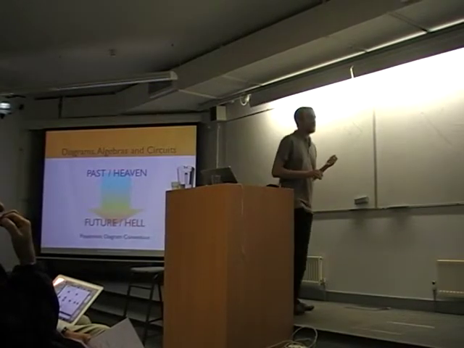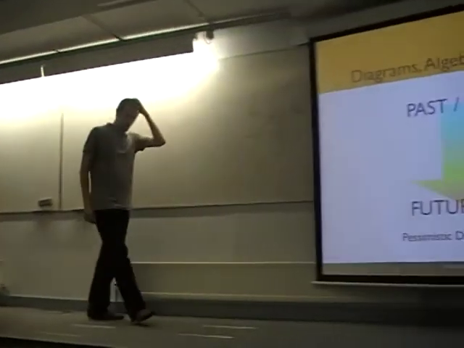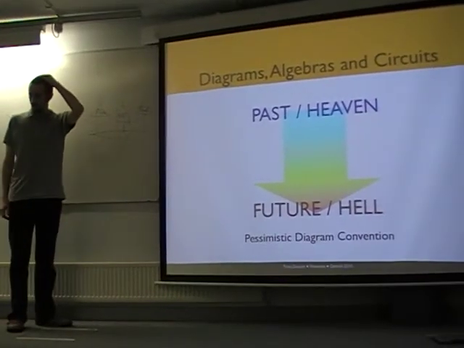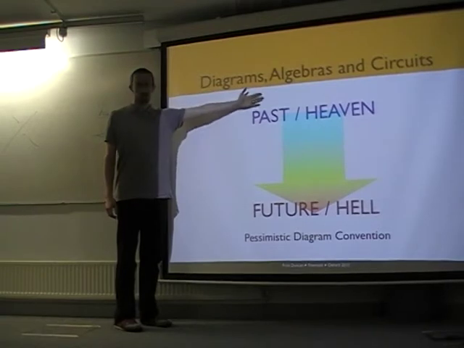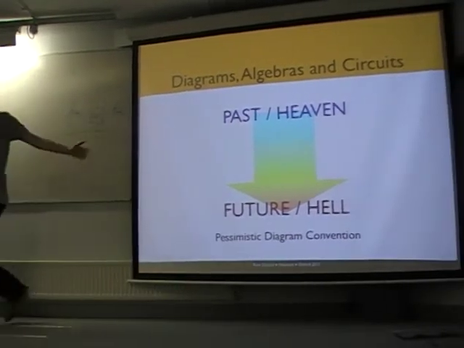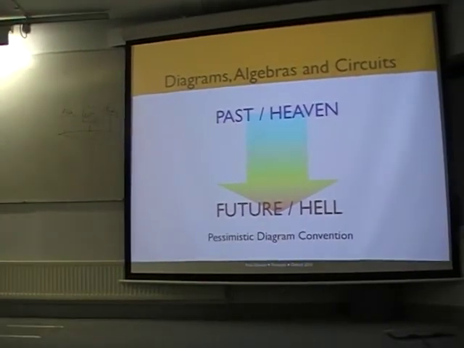So I'm going to show some diagrams now. I want to mention I'm going to use the convention that Bertfried called yesterday, the pessimistic diagram convention, and we go from the top to the bottom. British readers might recognize this as the Daily Mail convention.